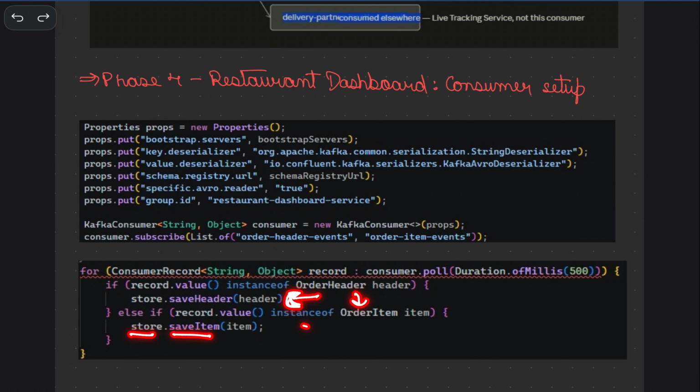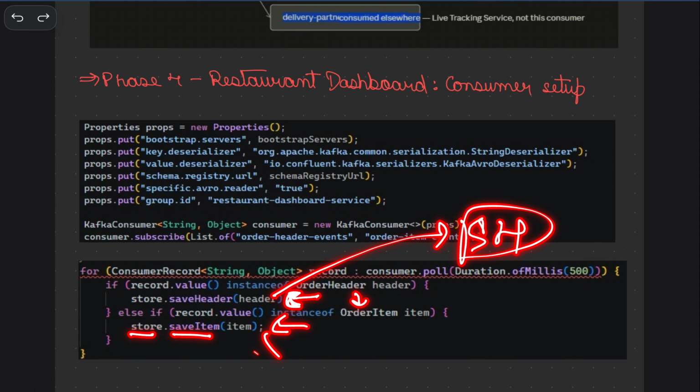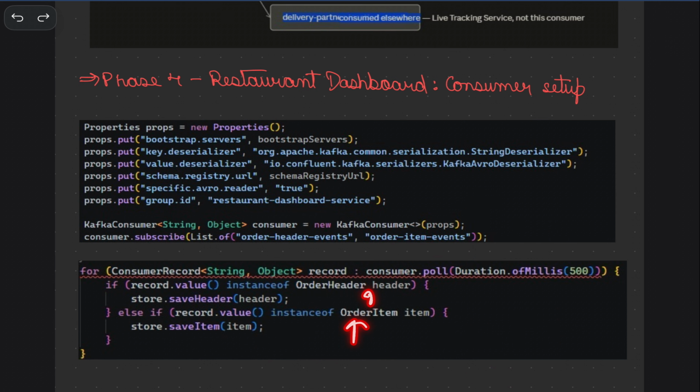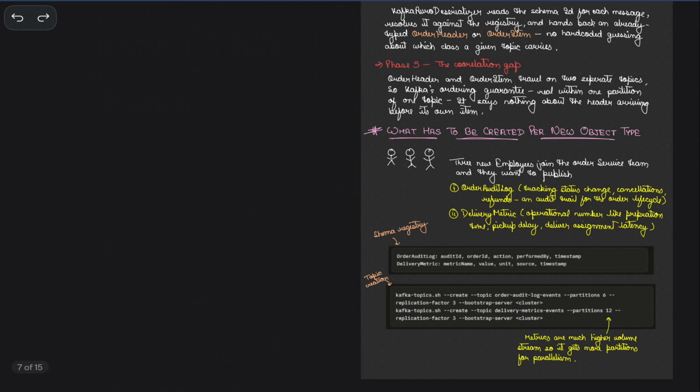This is another operation. Let's say this gets stored in the save header DB, and this gets stored in the save item DB. So we are identifying and storing them respectively. Okay. Now let's move forward.